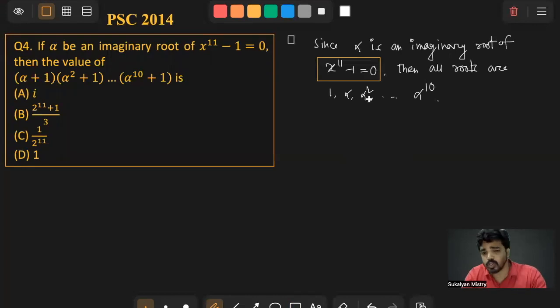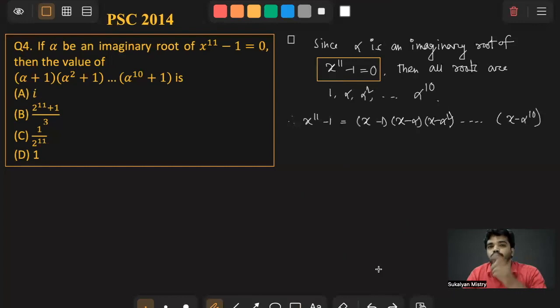So what can you write? Therefore, we can write x to the power 11 minus 1 equal to x minus 1 into x minus alpha into x minus alpha square up to x minus alpha to the power 10, because the roots of this equation are 1, alpha, alpha square up to alpha to the power 10. Okay.